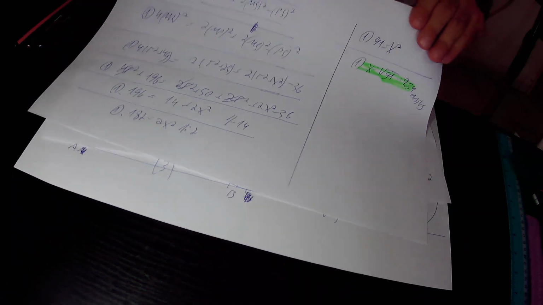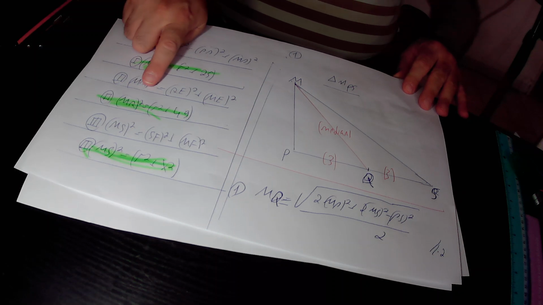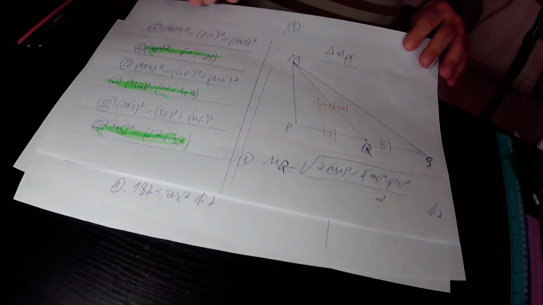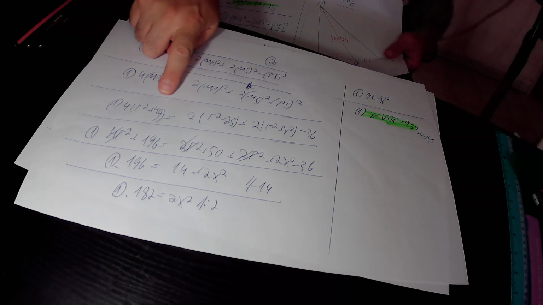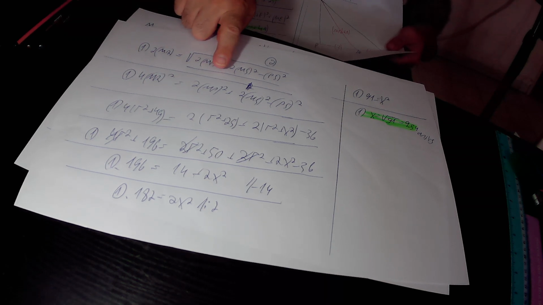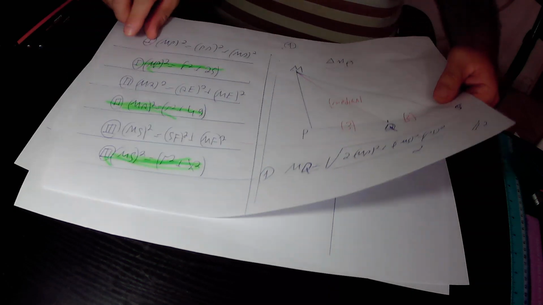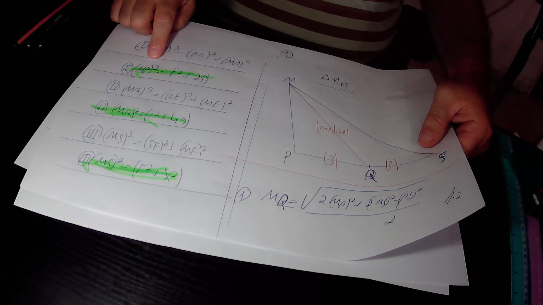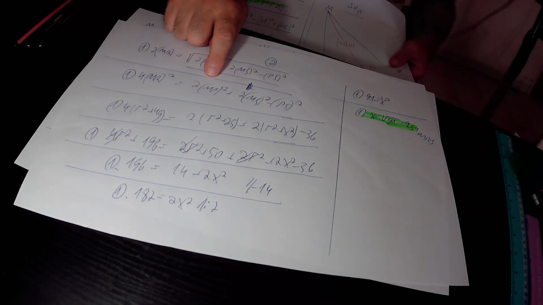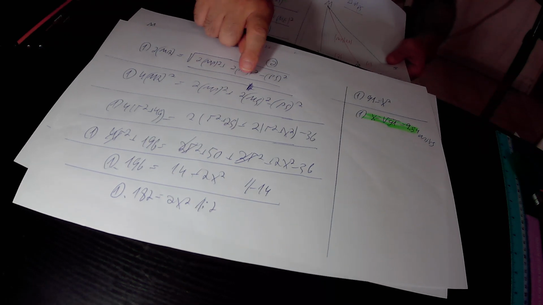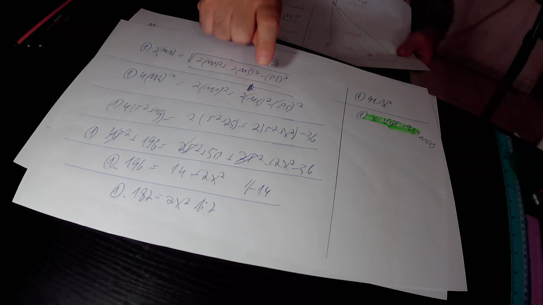4 times MQ square. MQ square equals r square plus 49. Therefore, we substitute MQ square by r square plus 49, and it equals 2 MP square. According to equation 1, MP square equals r square plus 25. Therefore, we substitute MP square here by r square plus 25, and we also have 2 times MS square. So it is 2 times MS square.